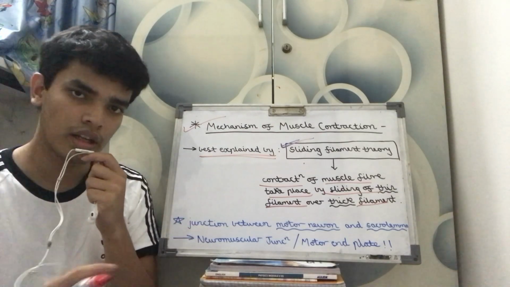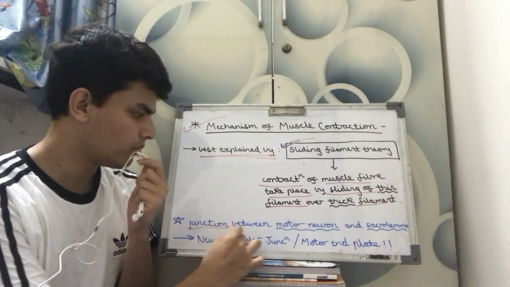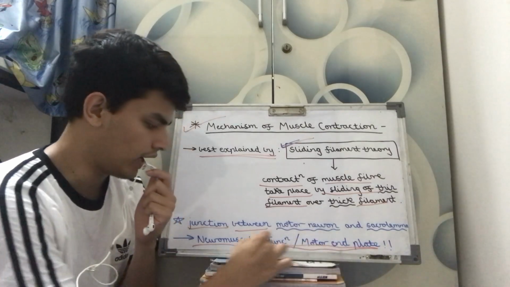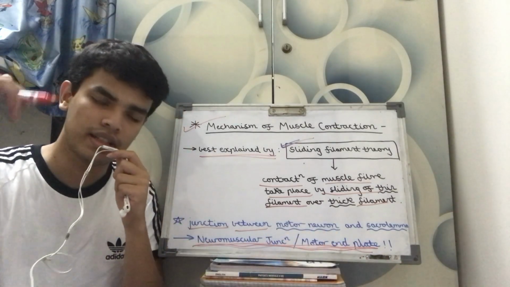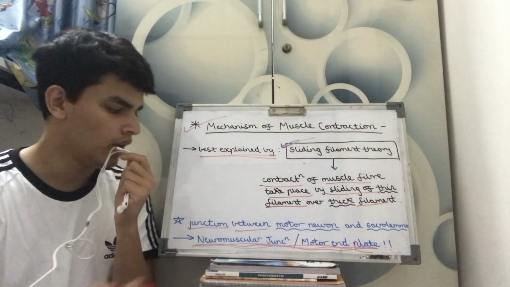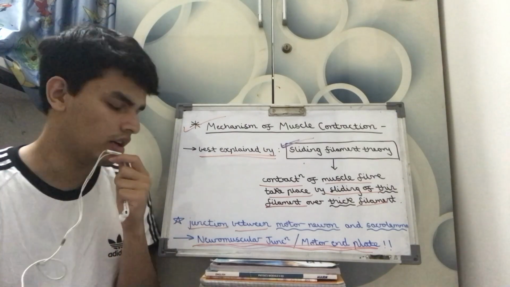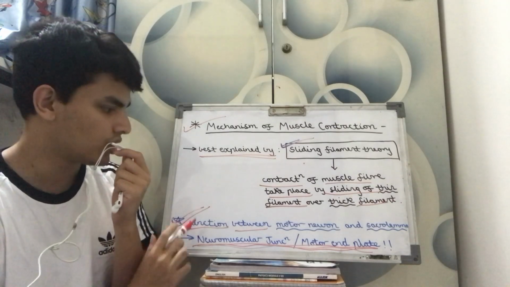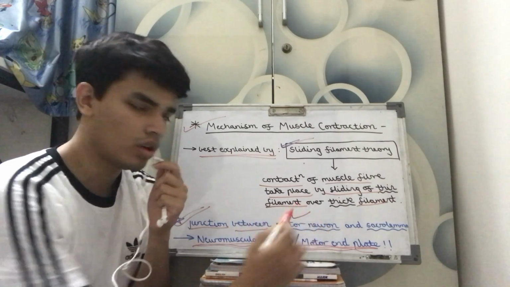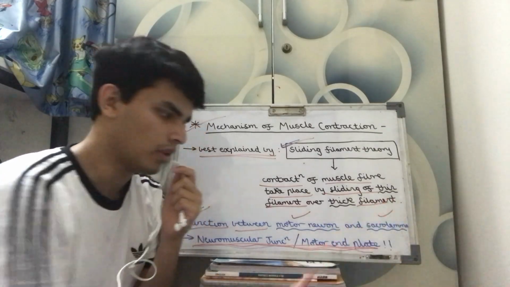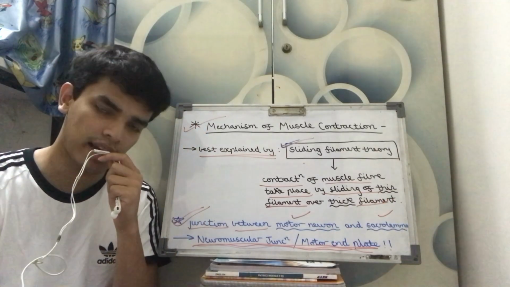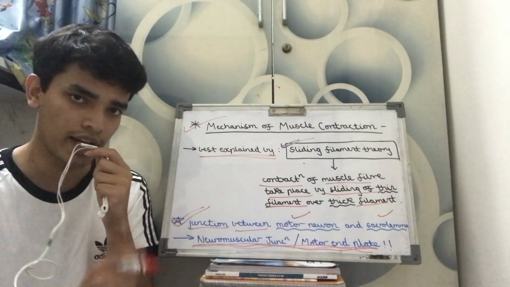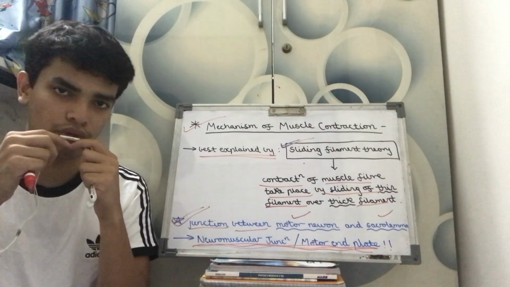Okay, now another important thing to learn: the junction between motor neuron and sarcolemma is called neuromuscular junction or motor end plate. Ahead, when we see the sequence of how the muscle contraction occurs, there will be one neuromuscular junction. So I just wanted to clear out where that neuromuscular junction is present. This junction is formed between motor neuron and sarcolemma. Very, very important, learn this. Now we will start with the mechanism of contraction.